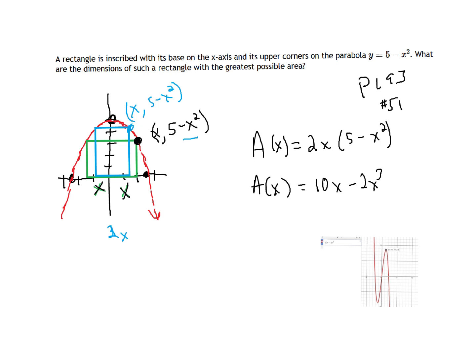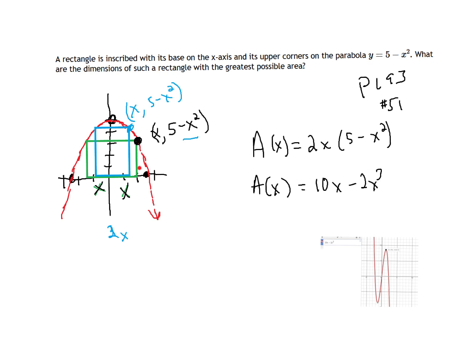Now, it doesn't matter which rectangle you're using, whether it's the blue one or the green one or some other one. This is symmetric about the y-axis, so each of these is x long, whether it's the blue or the green or some other one. So this rectangle is 2x wide, and since it's an inscribed rectangle, that means the corners are on the curve.